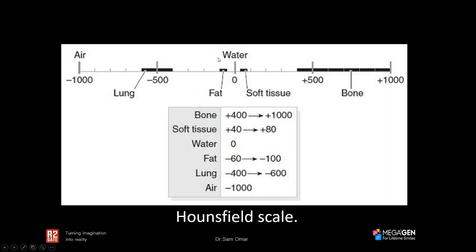So basically, just like we measure our weight with a kilogram, we measure the density of an object in a CT by using Hounsfield units. The more we go towards the right side, the more dense the objects are.